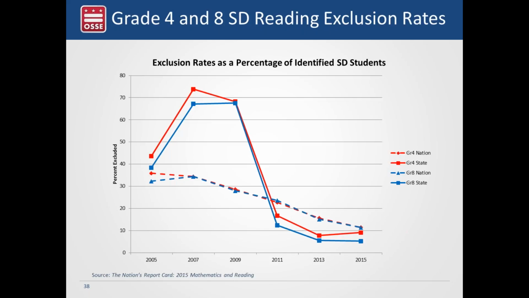Let's examine our reading exclusion rates for students with disabilities in grades 4 and 8. In this graph, the dotted line represents the national public, and the solid line represents the state, District of Columbia. Keep in mind that NAEP adopted the policy in 2010. Prior to the policy, many students were being excluded in DC for various reasons. After the policy, the state has shown a marked improvement in including students with disabilities.